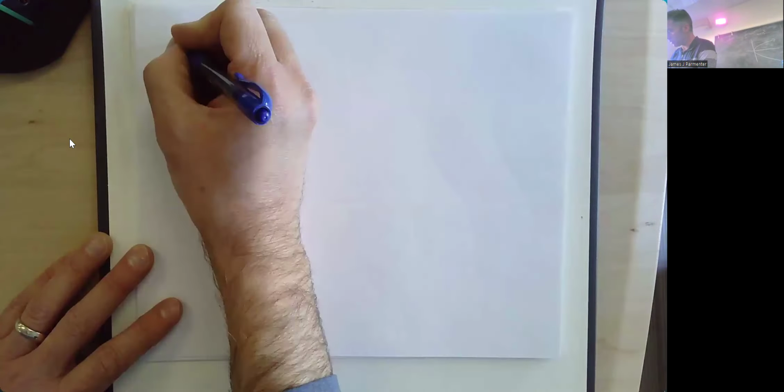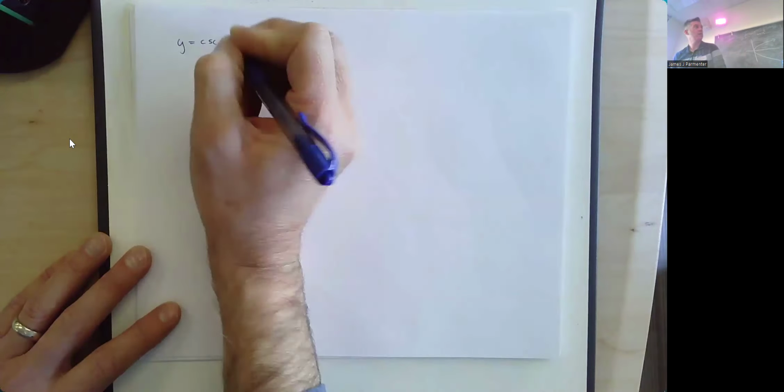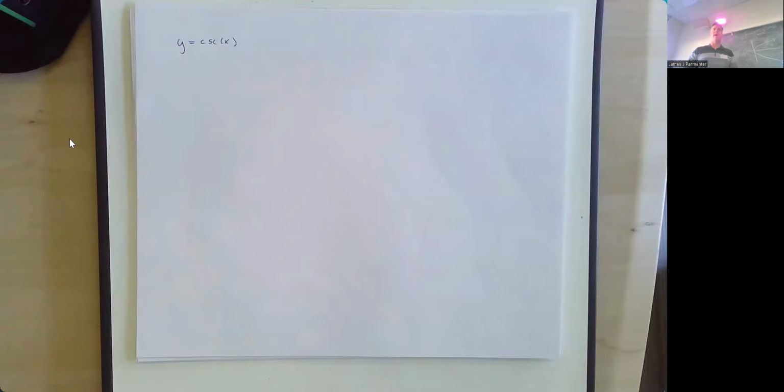Let's do cosecant. So y equals cosecant of x. Okay, let me show you my tried and true method for graphing cosecant and secant, which I think is wonderful. I think it's a good way of doing it. So instead, I'm going to graph the reciprocal.